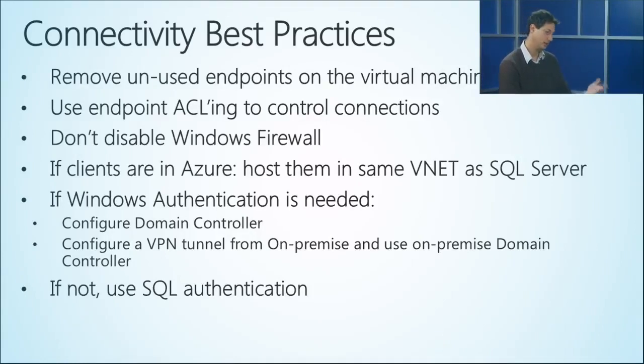Obviously, don't disable Windows Firewall. Windows Firewall is enabled by default. Don't disable it; you can always open the specific ports that you need. If your clients are in Windows Azure, host them in the same virtual network as SQL Server. Again, this will ensure that the IP addresses never change, so they can always connect to the name. If you need Windows authentication to authenticate to SQL Server, you can either configure a domain controller in Windows Azure, or you can set up a site-to-site tunnel between on-premises and the cloud and use your on-premises domain controller. If you don't use it, then you can simply use SQL authentication.